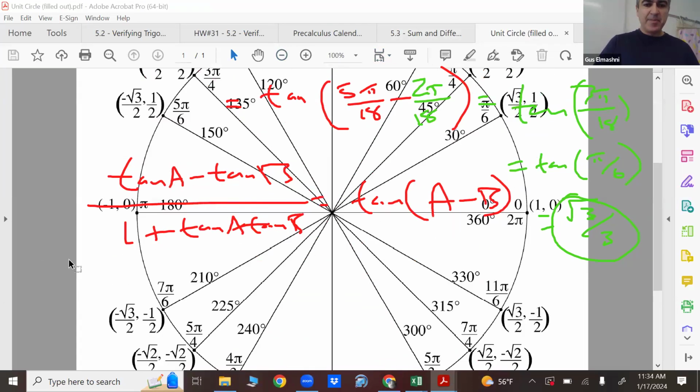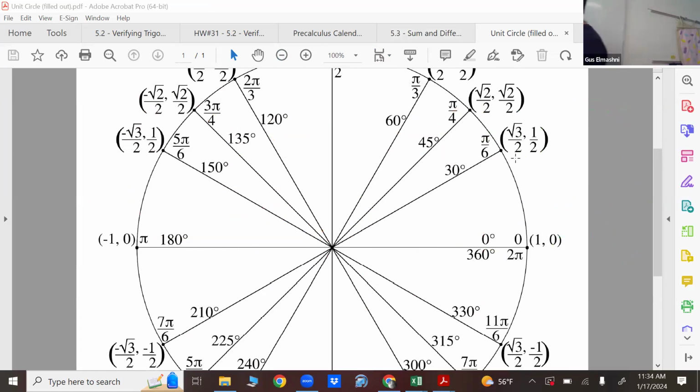Let me clear. You want the root three, which is fine. If you said 1 over root 3, that's fine. But if you rationalize the denominator, you multiply top and bottom by root 3. That's where you get root 3 over 3. That one.